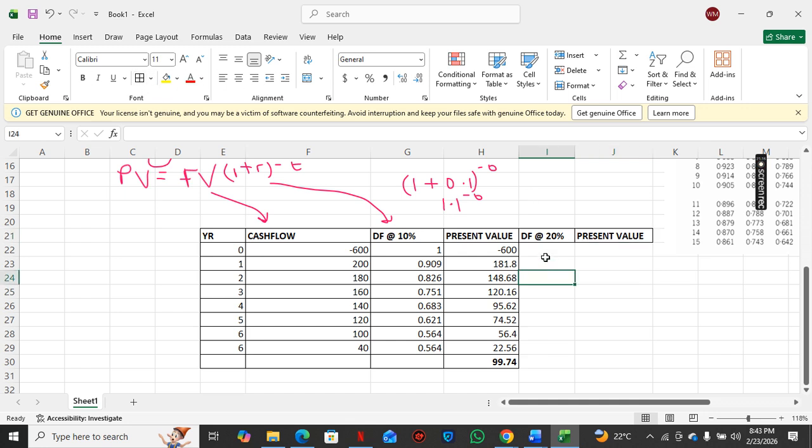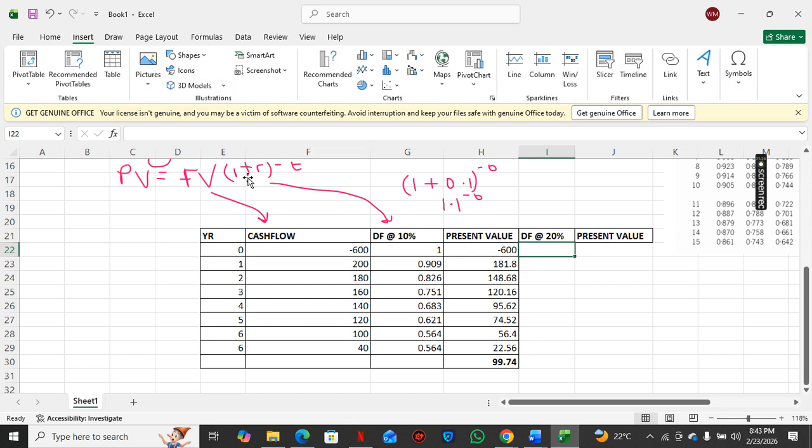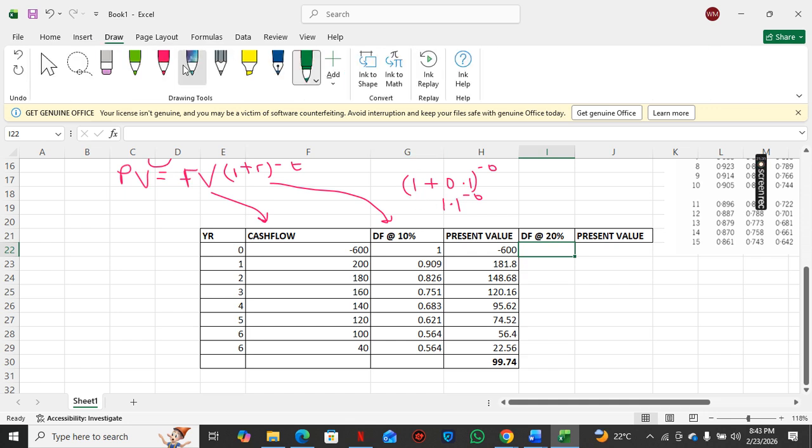So since I'm using a discount rate of 20%, our discount factor now becomes 1 plus r, which was 1 plus 0.1, becomes 1 plus 0.2 to represent the 20% we're using. 1 plus 0.2, to the power negative 0 will always give us 1.